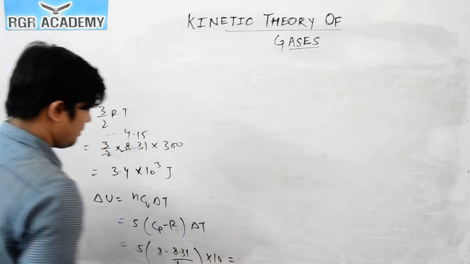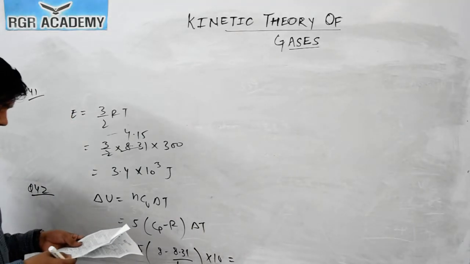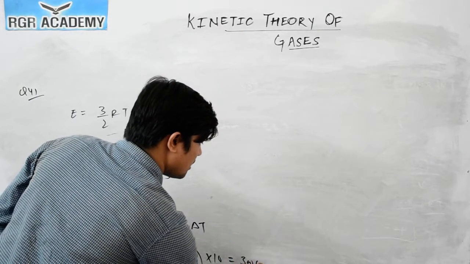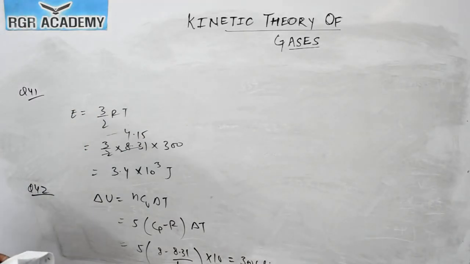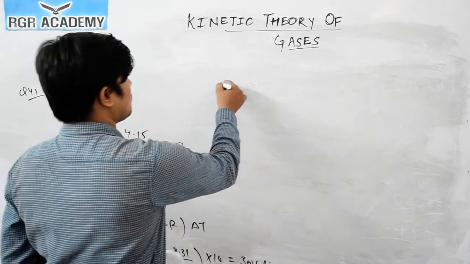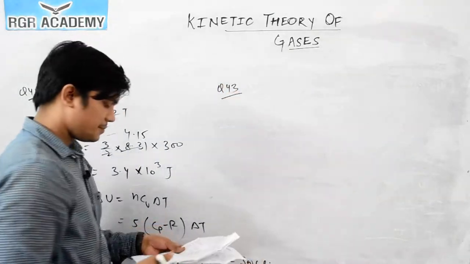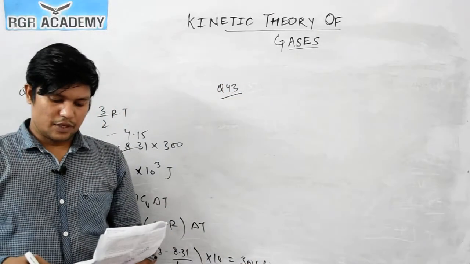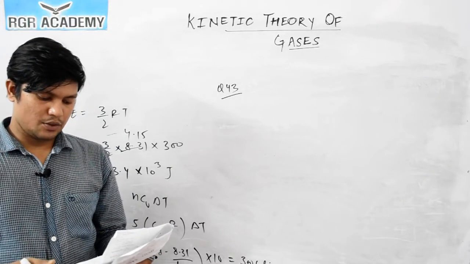So how much will you get? It will be equal to 300 calories. So the answer is 300 calories. After that we will move on to question number 43. For question number 43, a cylinder of capacity 20 liters is filled with H2 gas.